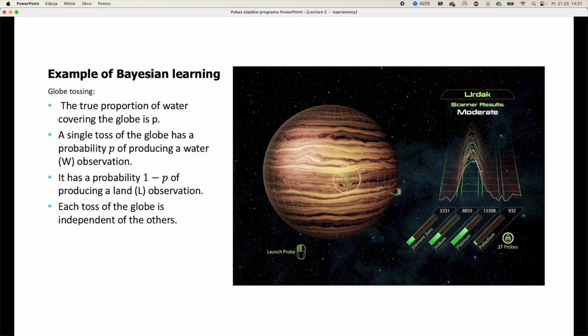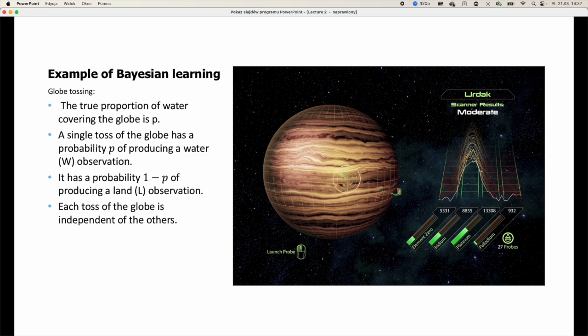So we have the planet that is spinning. We are dropping a probe on the planet. It will either hit water or not. It's a much easier case than coin flip, because coin flip requires some kind of skill, right? That it can drop on the edge and so on.